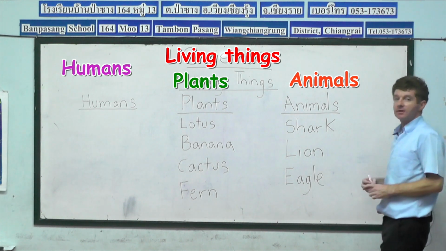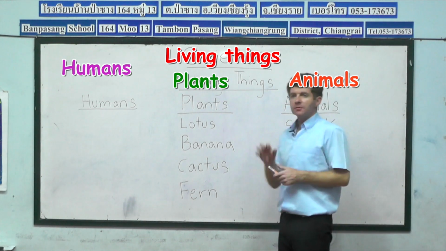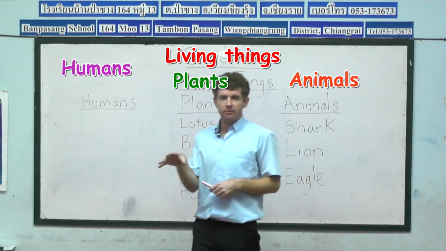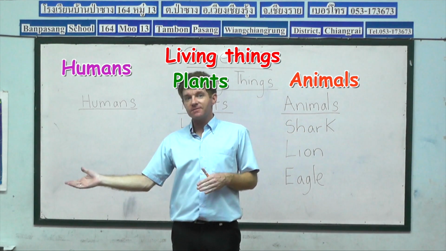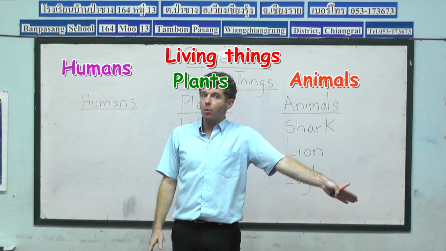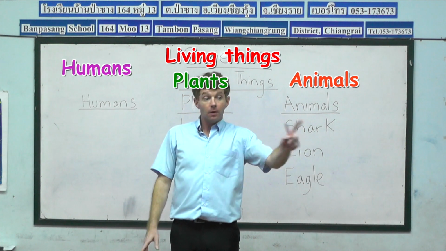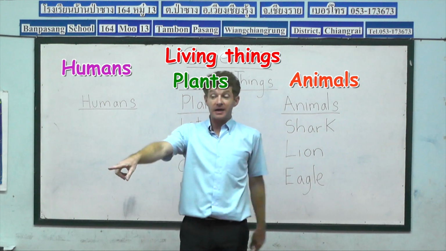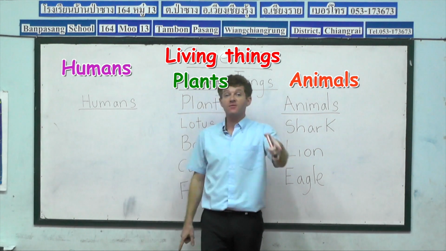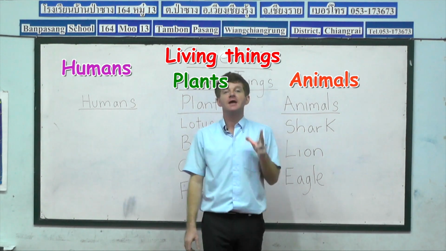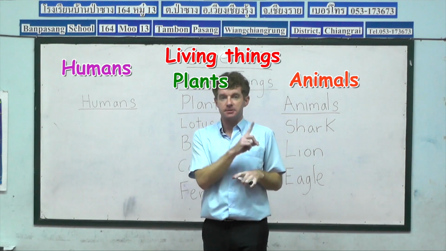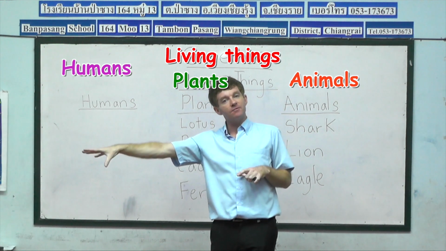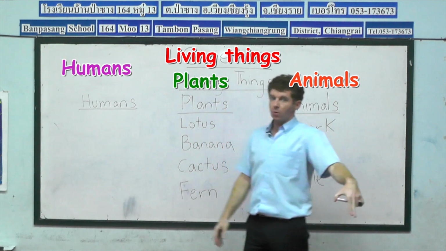E-A-G-L-E. Excellent. Now who can remember there are certain types of animals that can live on land but can also go into the water? Turtle. Some snakes can too, yes, but a turtle is a very good example. It's what we call amphibious because it can live on land and it can live on water.